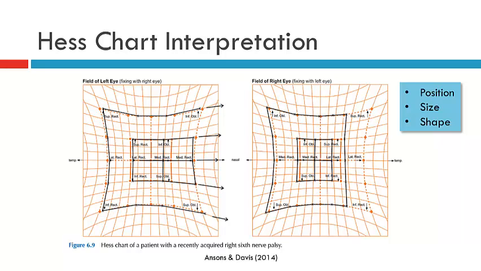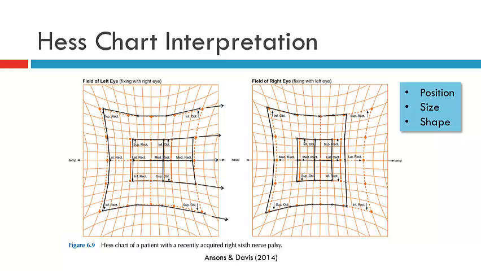Let's do one example of looking at the position, size and shape of the fields. I'm going to start off with size, and let's determine which of the two eyes has the smaller field and thereby determine which of the two eyes is the affected eye. If you have a look here, it's clear that the right eye is smaller, and so the right eye is the affected eye.